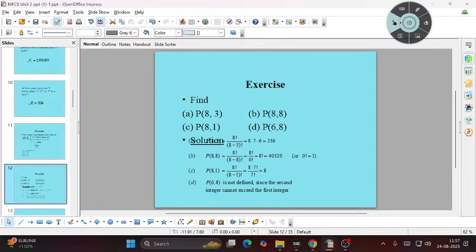Now do this. Please find this one. Find P of 8, 3. Find P of 8, 3. Who is that useless fellow? Second one, find P of 8, 8. Third one, P of 8, 1.